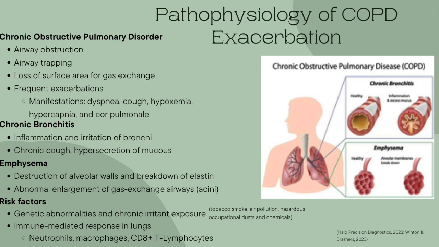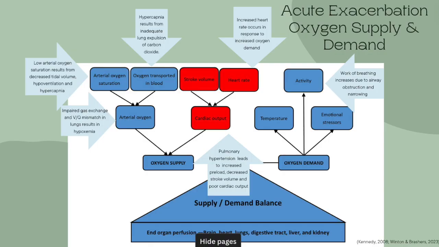Increased heart rate results from low arterial oxygen saturation as the heart works harder to meet oxygen demand and pump oxygenated blood around the body. As COPD disease progresses, increased pulmonary hypertension in the right ventricle leads to cor pulmonale with right heart failure, therefore resulting in decreased stroke volume and poor cardiac output.